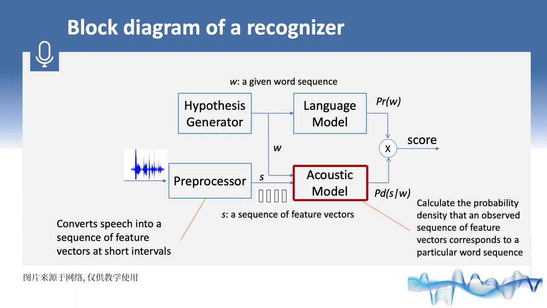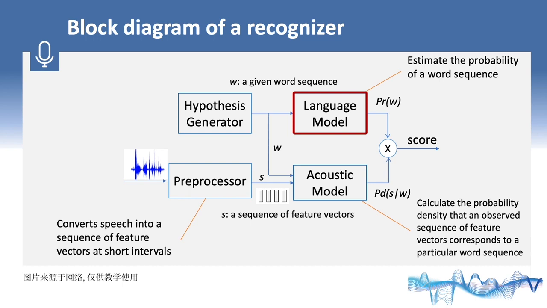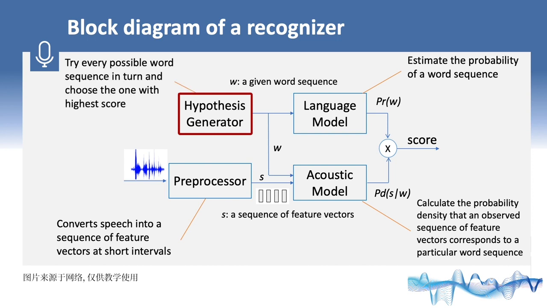Acoustic model calculates the probability density that an observed sequence of feature vectors corresponds to a particular word sequence. Language model estimates the probability of a word sequence. An unlikely word sequence has a low probability. Hypothesis generator tries every possible word sequence in turn and chooses the one with highest score. It is a huge task and it is essential to have an efficient algorithm.